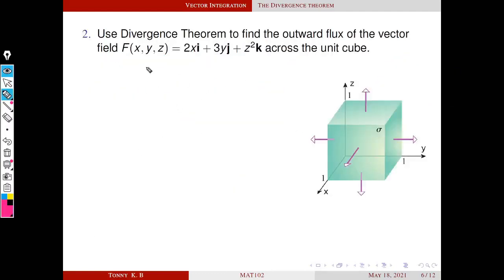Second problem. Use divergence theorem to find the outward flux of the vector field F equal to 2x i plus 3y j plus z square k across this unit cube. Here unit cube means all the sides are 1 unit.